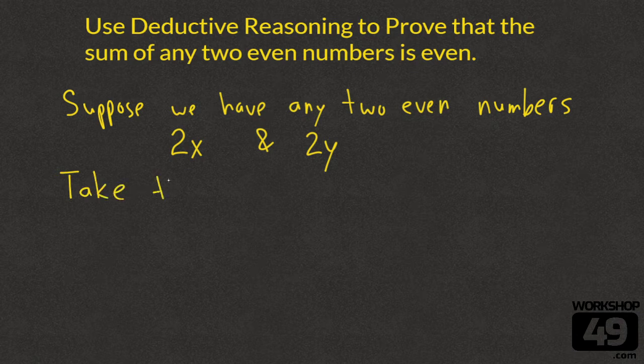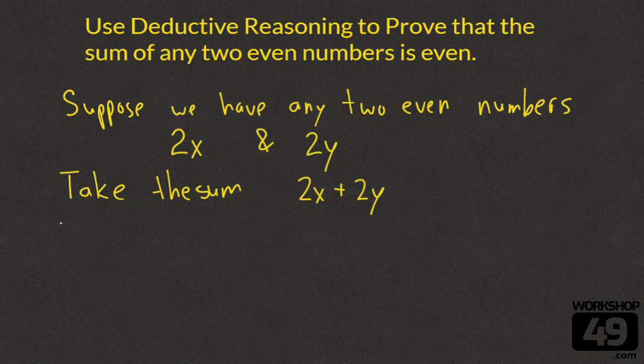Take the sum. And we get 2x plus 2y. Well, that's not real exciting, but that's what it is. That's the sum. At this point, we're going to use a general rule to show that that is even.